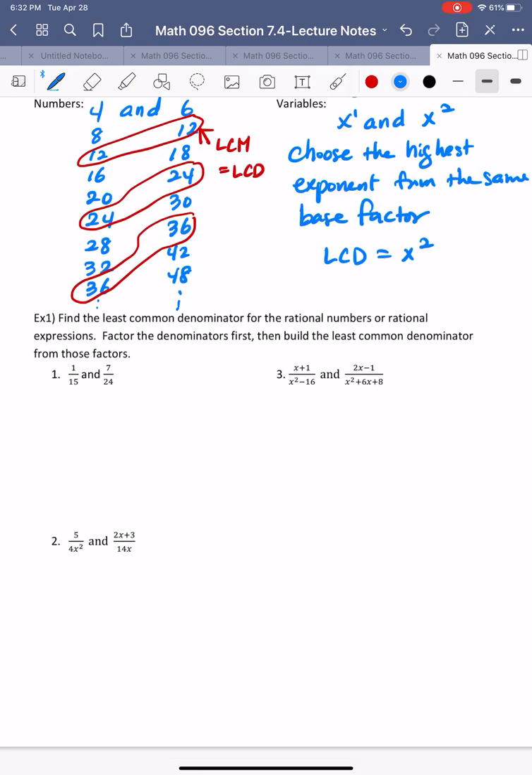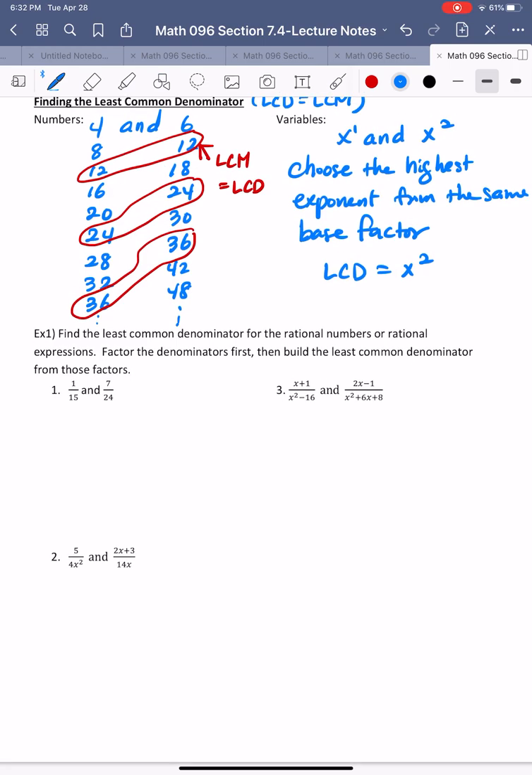In the problem, find the least common denominator for the rational numbers or rational expressions. Factor the denominators first, and then build the least common denominator by choosing these factors. First, the LCD between 15 and 24. I'm using the division method here, okay? Divided by 3, it goes 5 and 8. Then 5 and 8 have no common factor, so if you multiply 3 times 5 times 8, the LCD is 15 times 8, which is 120. So 120 is the LCD here.